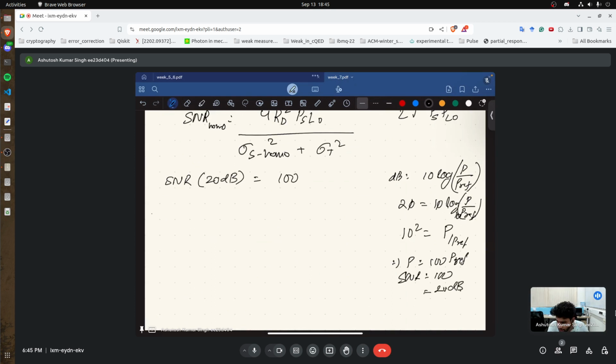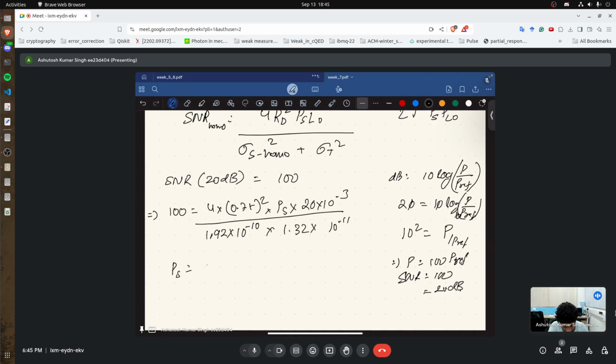So now I just need to find out: 100 is equal to 4 times 0.75 whole square times PS times the local oscillator power, which I know is 20 milliwatts, divided by 1.92 times 10 raised to the power minus 10, the shot noise of the homodyne, and the thermal noise, which is the same for both of them. When you solve all of this, your signal power should come to 0.45 microwatts, which is almost minus 33.4 dBm.